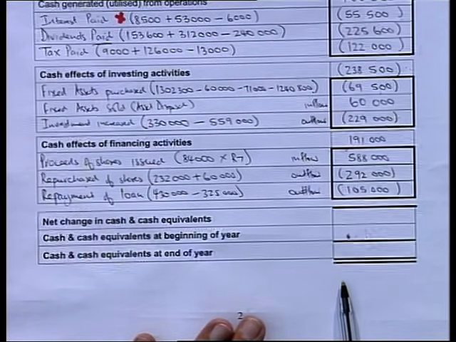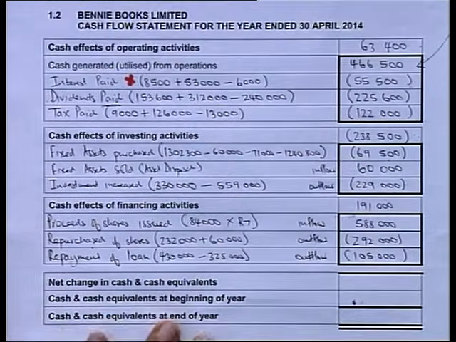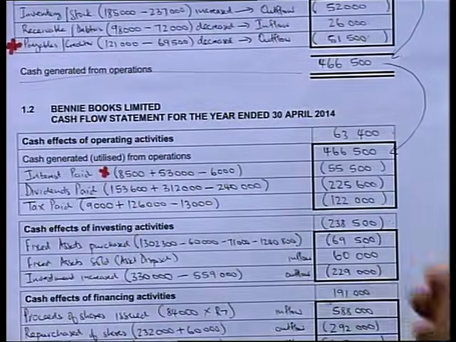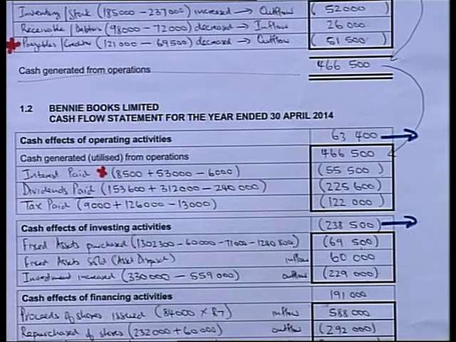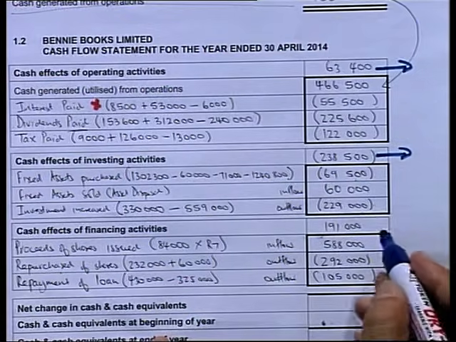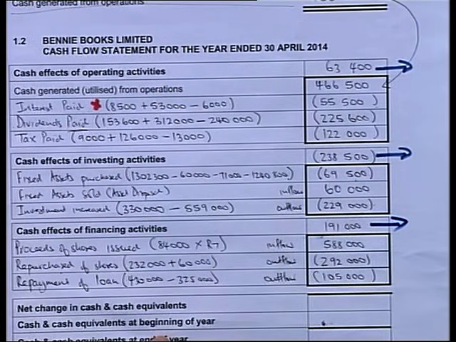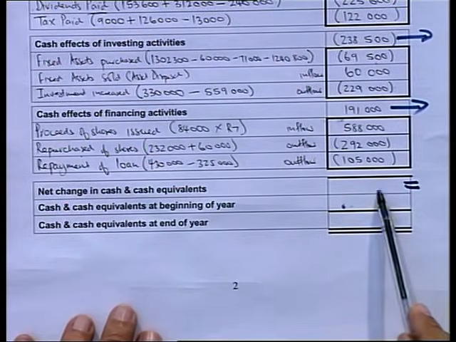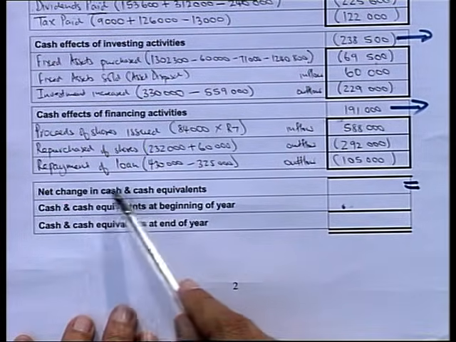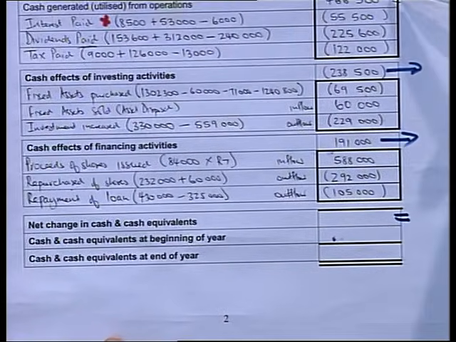Right, then all we have to do now, learners, is take the final answer of the operating activities minus the final answer of the investing activities plus the final answer of the financing activities, and that should give us the figure for net change in cash and cash equivalents at the end of the year. So the net change in cash and cash equivalents will be the sum of those three blocks that we have to offset.